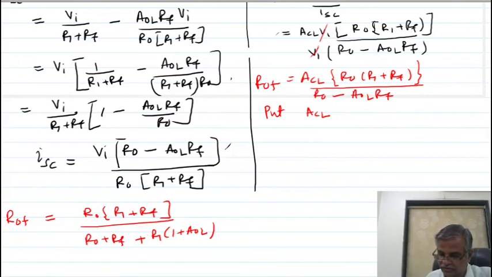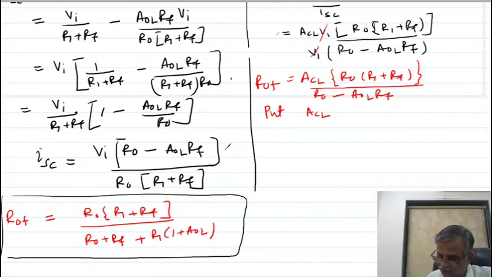So this is your equation of output impedance for the practical inverting amplifier: RO into R1 plus RF upon RO plus RF plus R1 into 1 plus AOL. From this equation you can say if the gain tends to infinity, then ROF tends to 0.